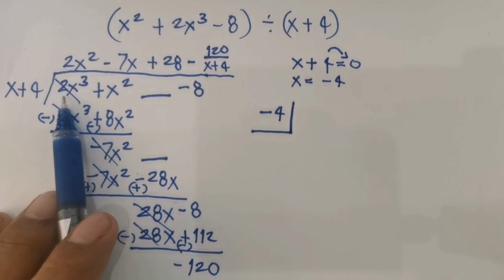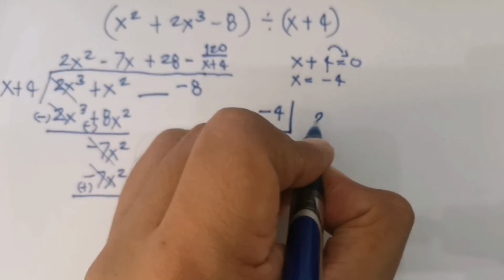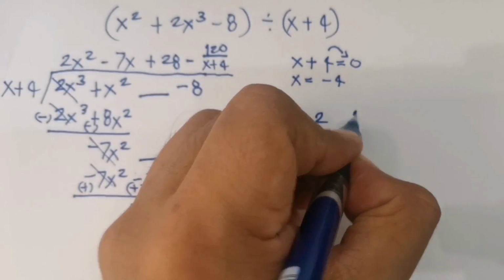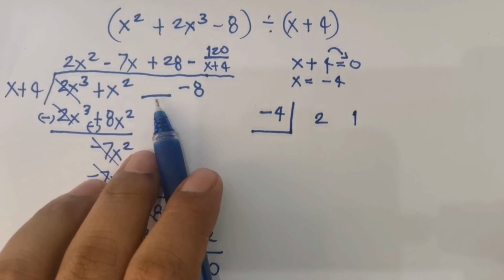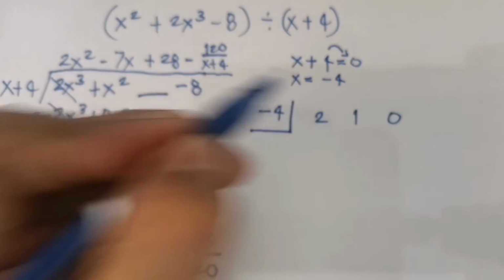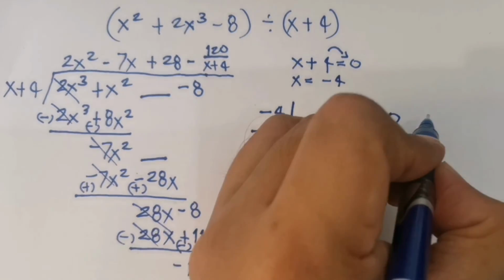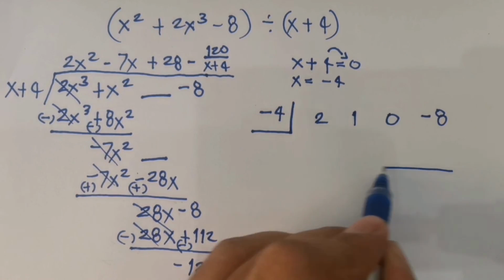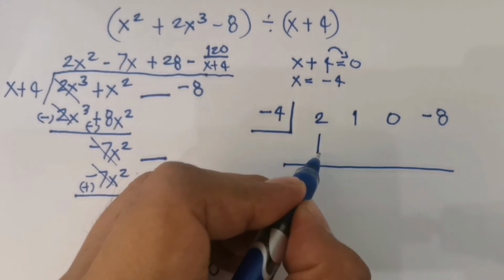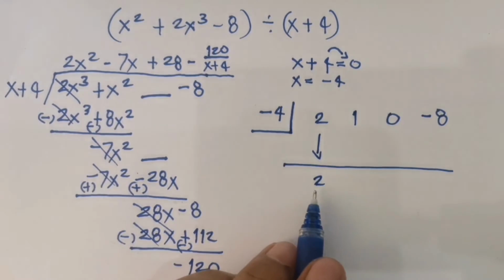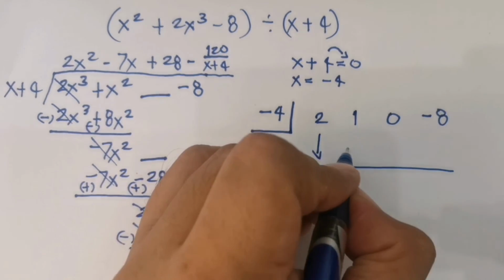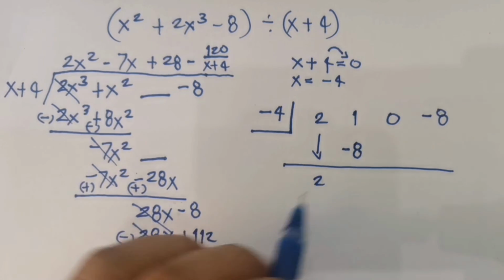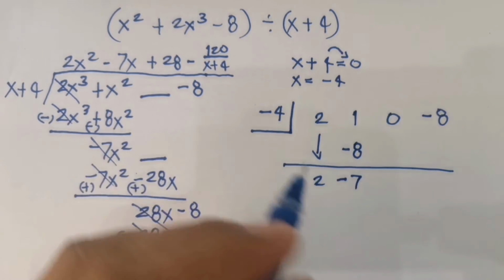So the coefficient of the first term is 2. Second term, since wala, that is 1. Third term, wala tayo. We'll just place here 0. And the last term is negative 8. Okay, so let's start the synthetic division. Bring this down. It's 2. 2 times negative 4, negative 8. Plus 1 plus negative 8 is negative 7.